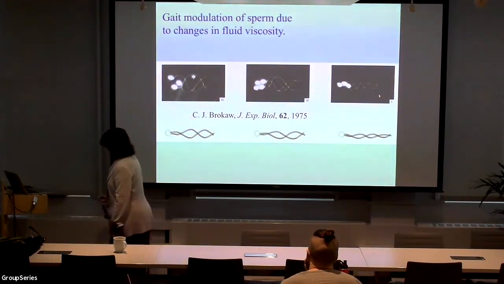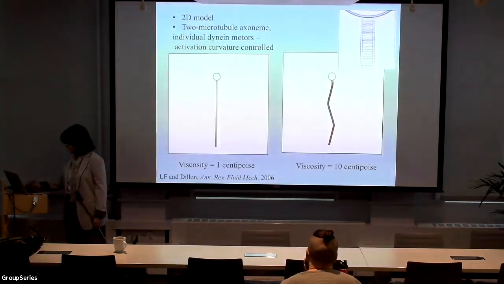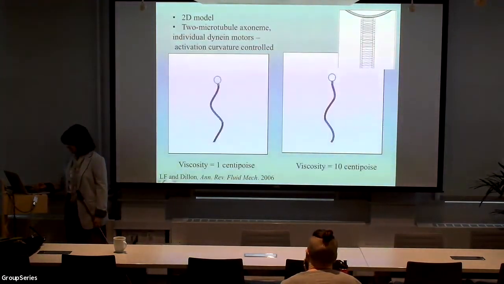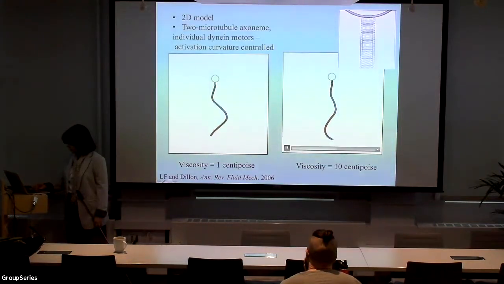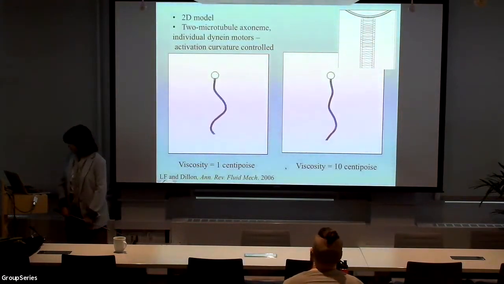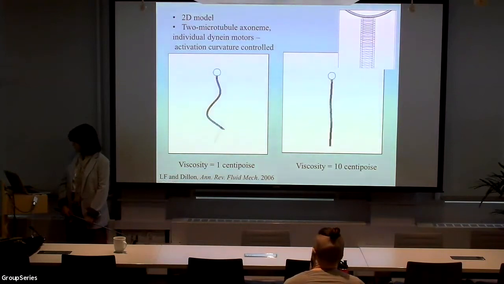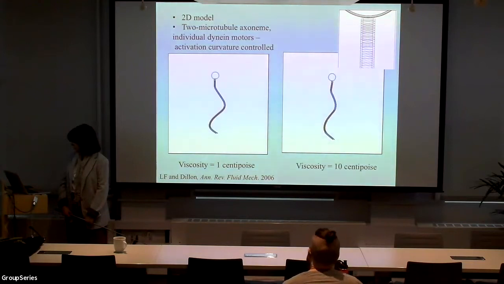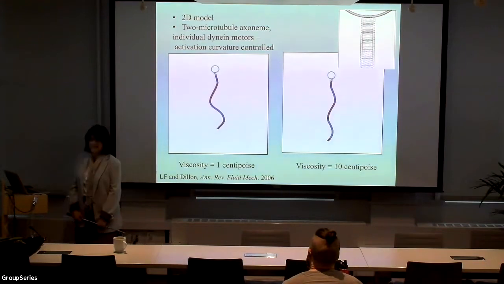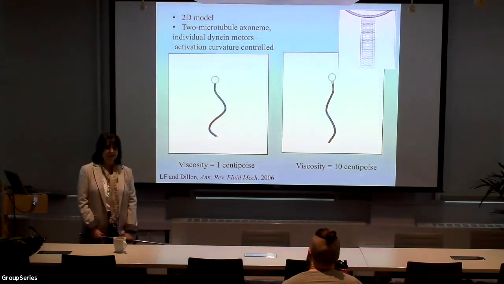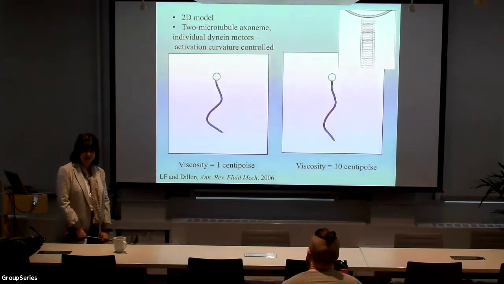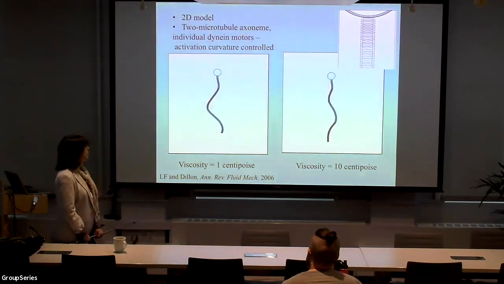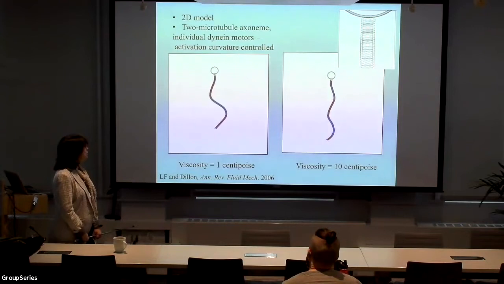So here are some simulations that I did with Bob Dylan many years ago, where we were trying to model this kind of very minimal system, where we modeled individual dynein motors that were undergoing an activation cycle that depended upon curvature, and here when we plopped it in a fluid with different viscosity, we saw similar changes.